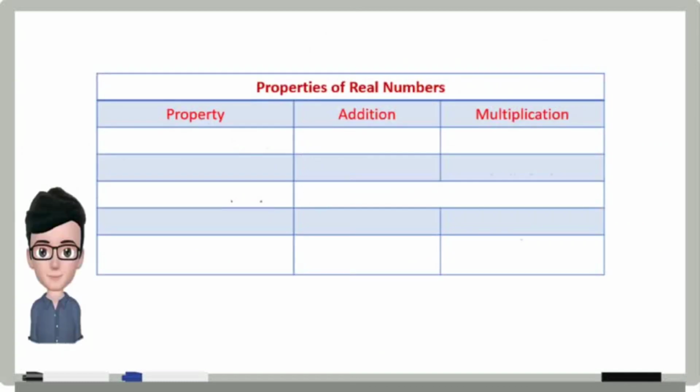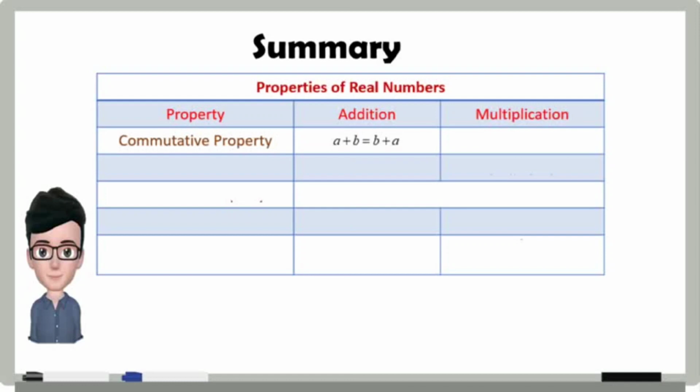Now, let us summarize first yung 5 properties na napag-aralan natin. Una, commutative property. Anong ibig sabihin nito sa addition? Pag binago natin yung order pag nag-add tayo, it will not change the result. Or in symbols, A plus B is equal to B plus A. In multiplication naman, kapag binago natin yung order ng pag-multiply, the result will still be the same. Or in symbols, A times B is equal to B times A.